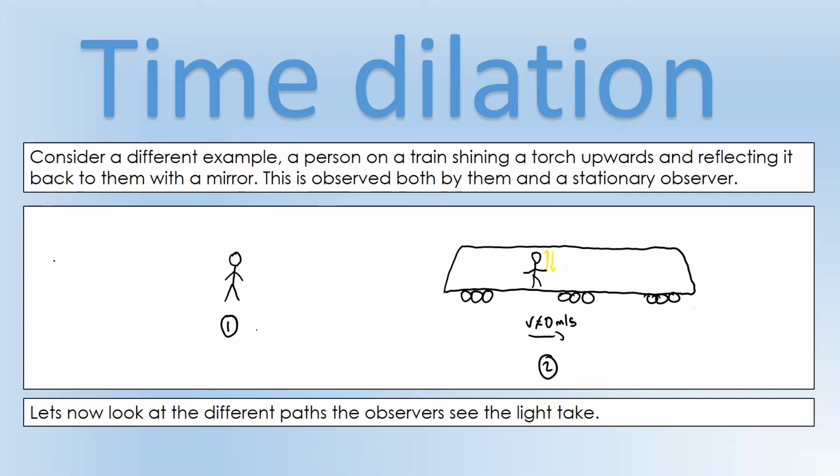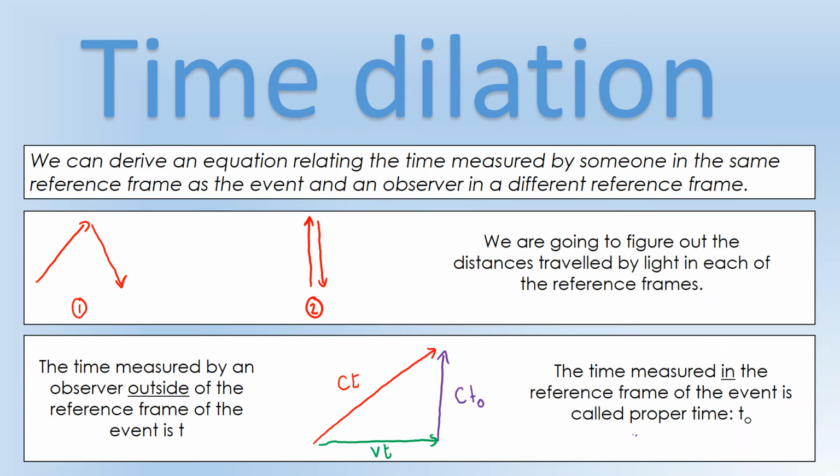So we said in the last one that observer 1 is going to see the light follow this diagonal style path, because the velocity of the train would also give it a horizontal component. Observer 2 is just going to see the light go up and down. So what we're going to do is figure out the distance traveled by light in each of those two scenarios. We're just going to look at the path upwards, so I'm not going to do the second half where it comes back down.